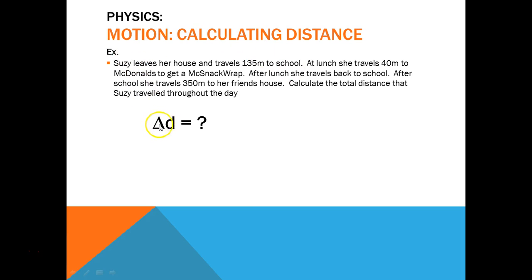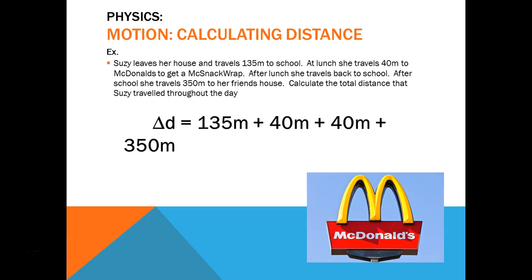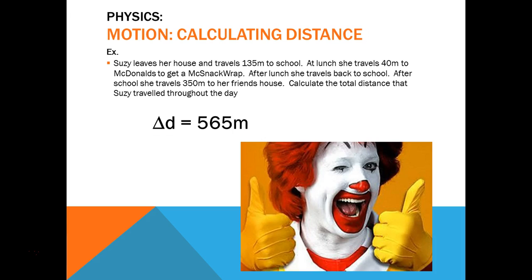So here is our quantity for distance. Notice there's no arrow, so this is just distance. We do not need a direction with it. So we're going to add up all the distances. Oh, look, there's Susie and her friend. They're eating a lot of fries. So we put the 135, 40, then 40 back to school, and then the 350 to her friend's house. And if you add that all up with your calculator, you get 565 meters. Ronald McDonald is super happy. So here's the change in distance. And we have the number as well as our units.